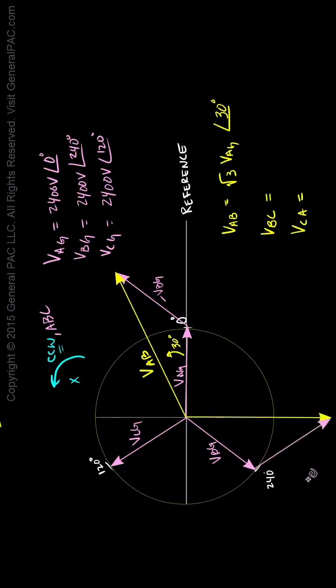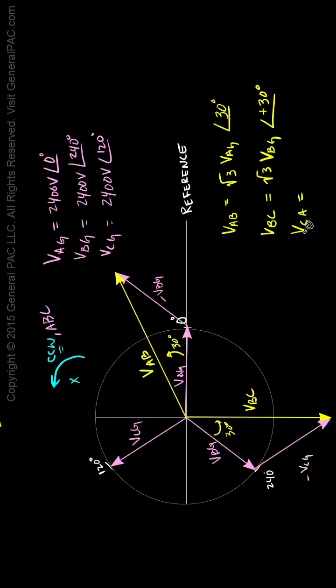So, this phasor is negative VCG. And the phasor here is VBG. And we're going to rotate it by 30 degrees in the counterclockwise direction. And then we multiply by the square root of 3. Then that's going to equal VBC.